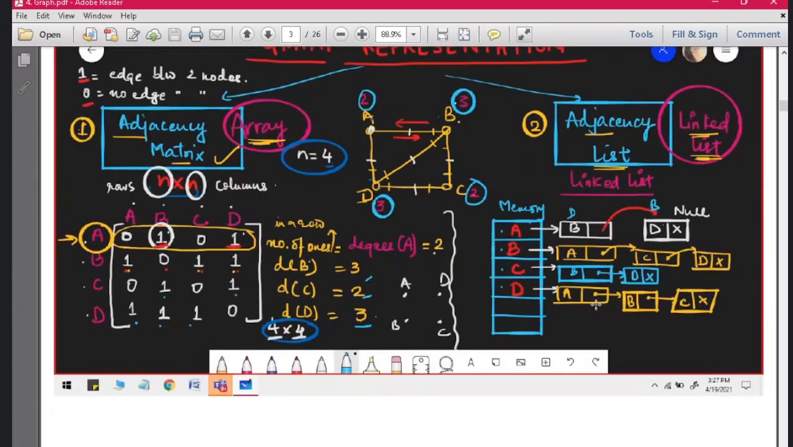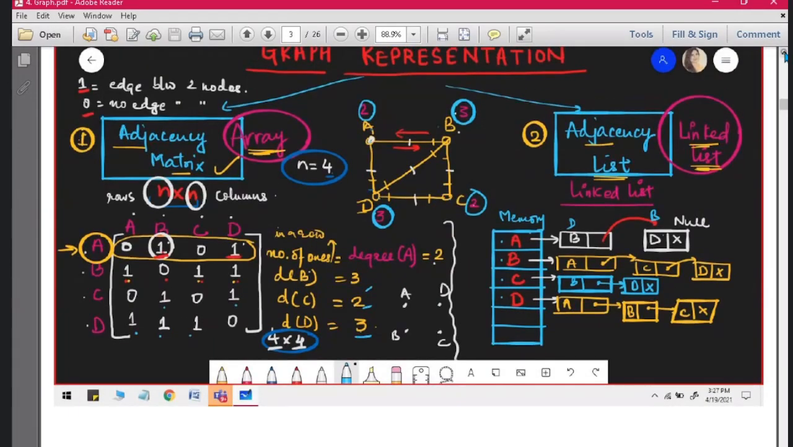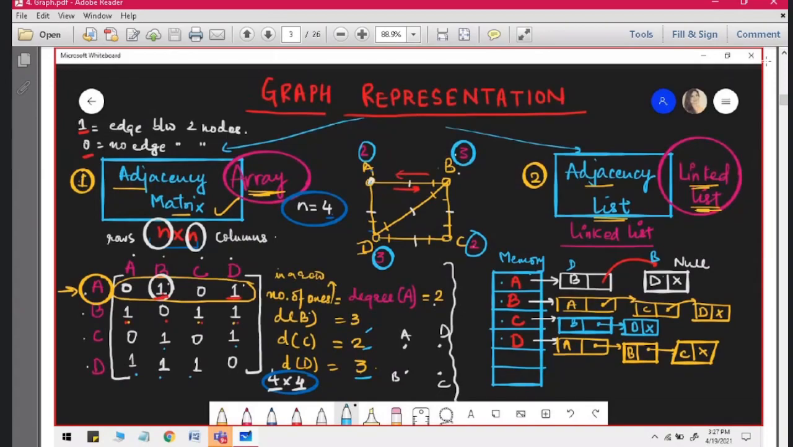So one more important thing that I want to tell you is, you know the concept of a graph. If your graph is fully connected, meaning, see, there is one edge which is not connected here. So if this had been connected, then this graph would have been a complete graph, right?